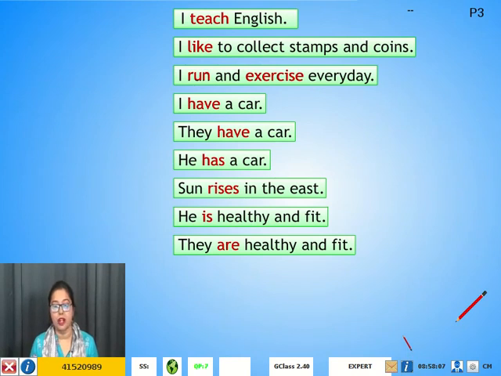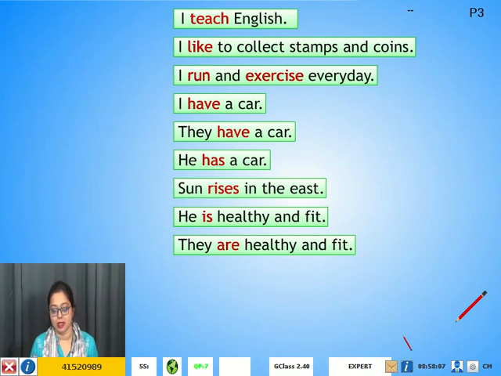So see, the verbs here are underlined. In the first sentence, I teach English, teach is the main verb, okay? And in the second sentence, have a look, I like to collect stamps and coins. Here, like is the main verb, okay? Another sentence, I run and exercise every day. So run and exercise, these two are the main verbs, okay?